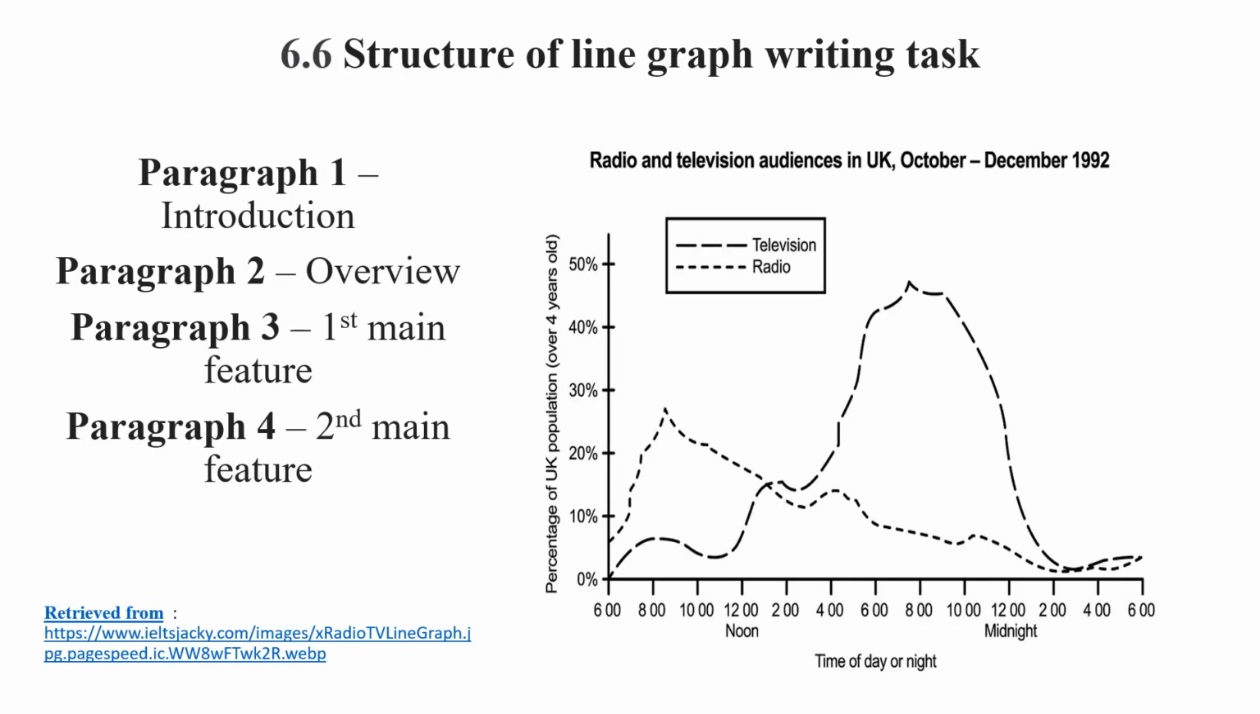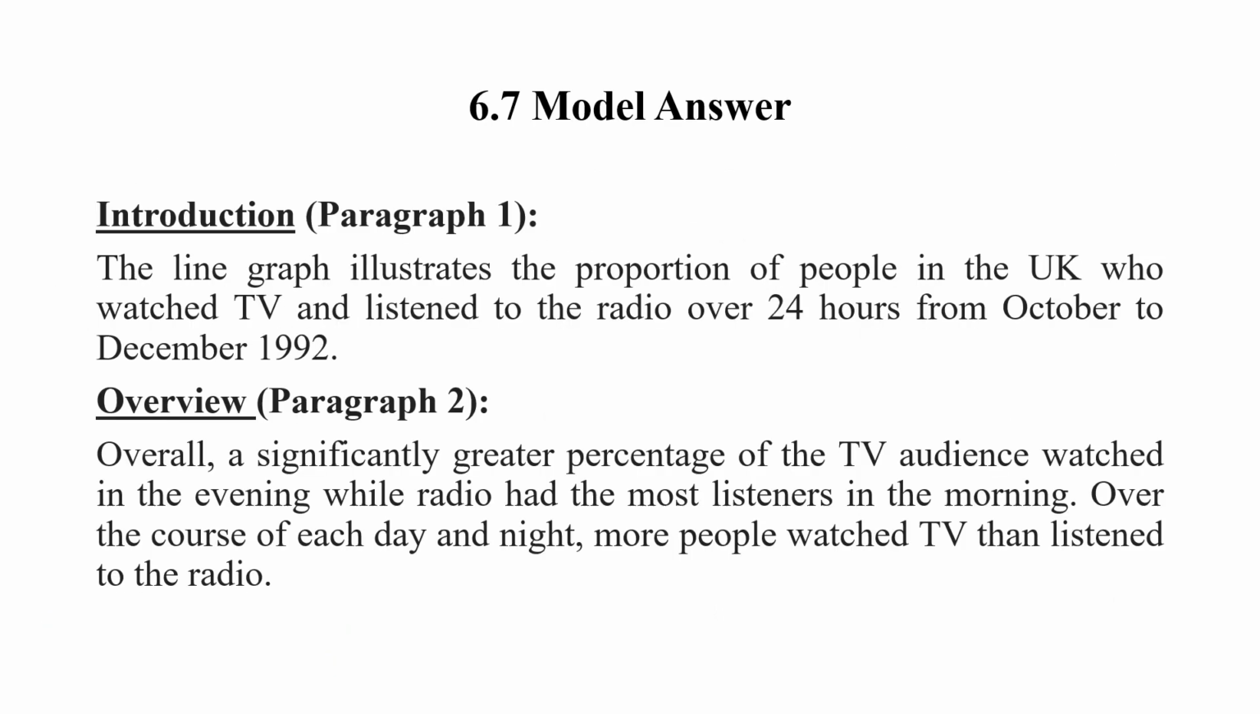6.6 Structure of line graph writing task. So, the structure includes 4 parts. Paragraph 1 Introduction, Paragraph 2 Overview, Paragraph 3 First main feature, Paragraph 4 Second main feature. Look at this graph. Radio and television audience in UK, October-December 1992. Study this graph and you should practice line graph description. And then look at the model answer.